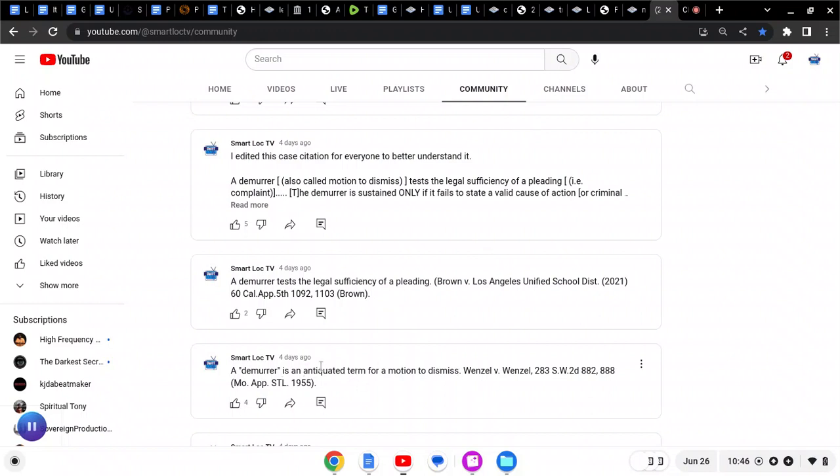Now, if you look at this term antiquated, it seems to me like a variation of the word antique. So basically, a demur is an old way of saying motion to dismiss. That's basically what it is, just another way of saying a motion to dismiss. And the purpose of a motion to dismiss or a demur is to test the legal sufficiency of a pleading. So let me show y'all what I'm talking about here.